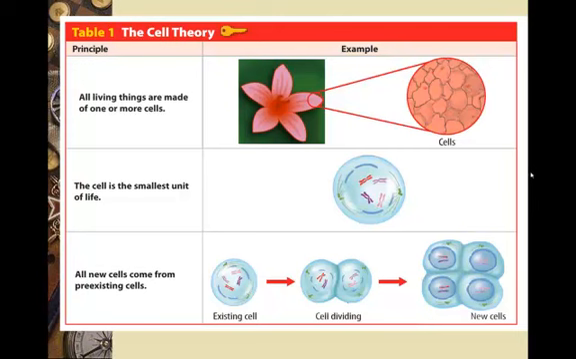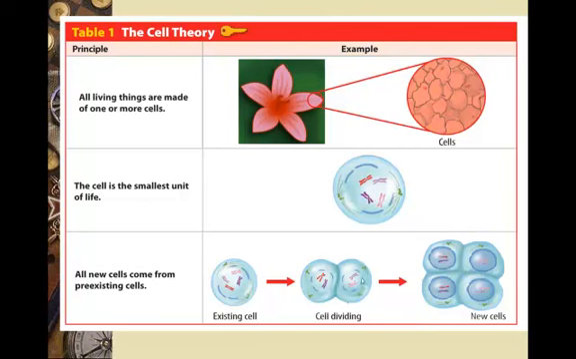So notice they got a flower. They took a little piece of the flower out to show you that that is made of cells. And we'll be looking inside some organisms and see all the cells, some of the cells that make them up. And there's a diagram of a cell, the smallest unit of life.